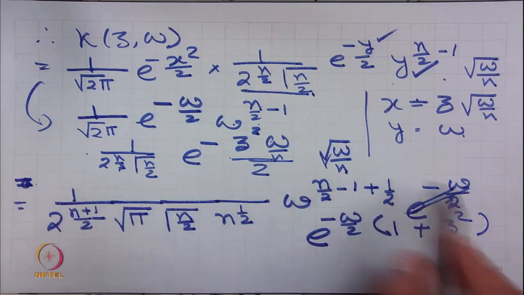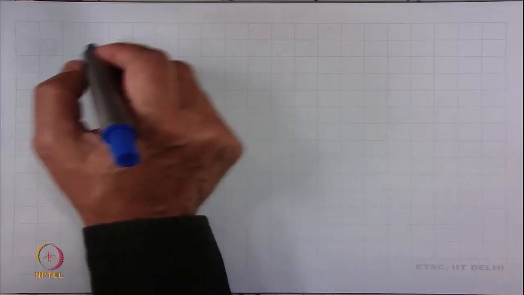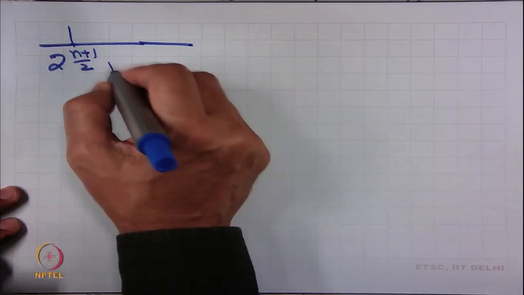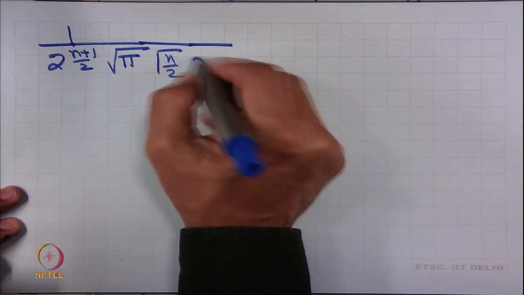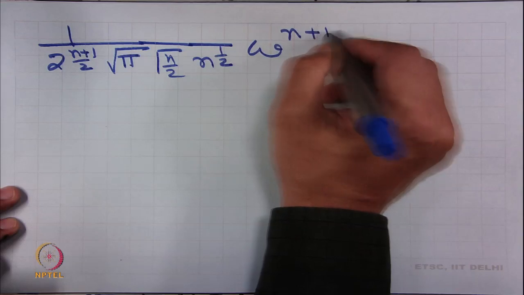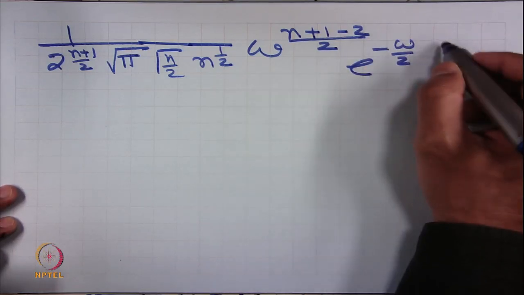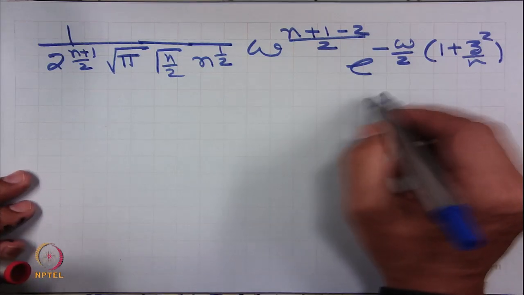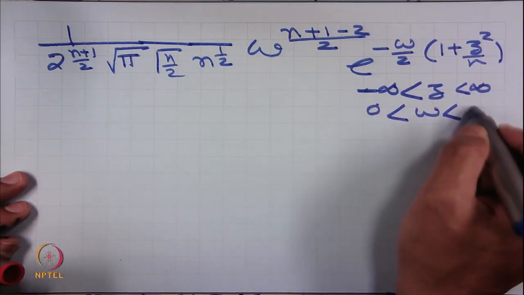So, this is the joint PDF of z and w, which we can write as 1 over 2 to the power n plus 1 by 2, root pi, gamma n by 2, n to the power half, w to the power n plus 1 minus 2 by 2, e to the power minus w by 2 into 1 plus z square by n, where minus infinity less than z less than infinity, and 0 less than w less than infinity.